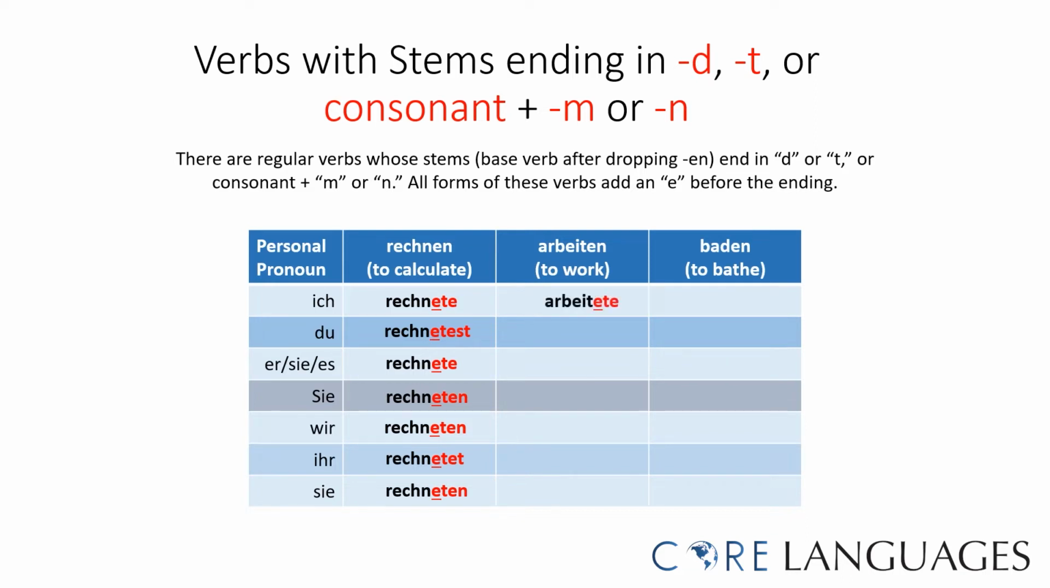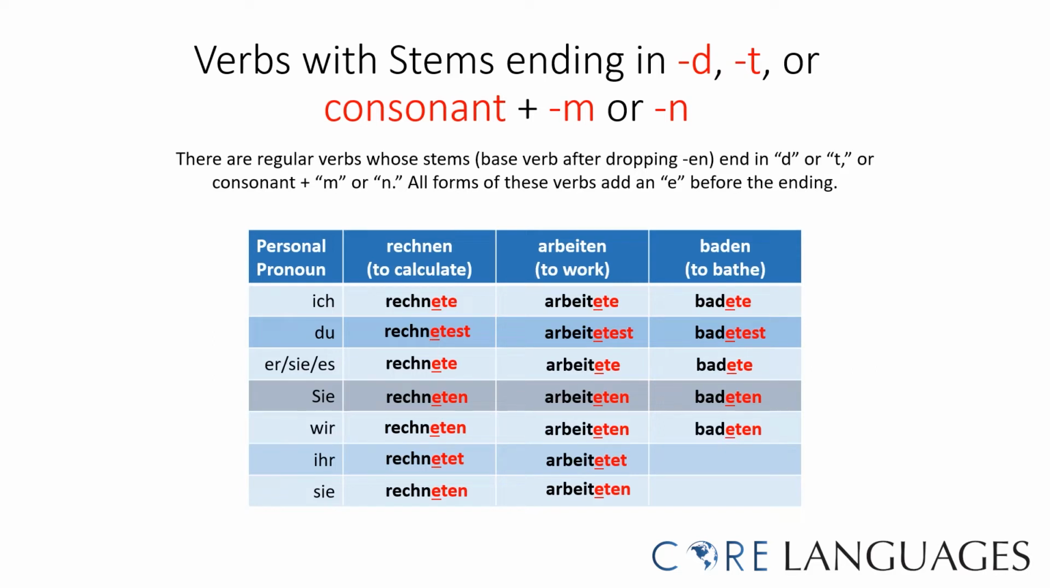Arbeiten, to work. Ich arbeitete. Du arbeitetest. Er, sie, es arbeitete. Sie arbeiteten. Wir arbeiteten. Ihr arbeitetet. Sie arbeiteten. Baden, to bathe. Ich badete. Du badetest. Er, sie, es badete. Sie badeten. Wir badeten. Ihr badetet. Sie badeten. Calculated, worked, and bathed.